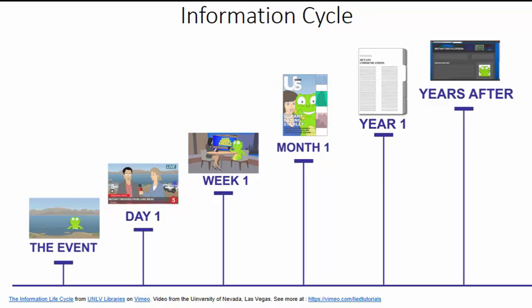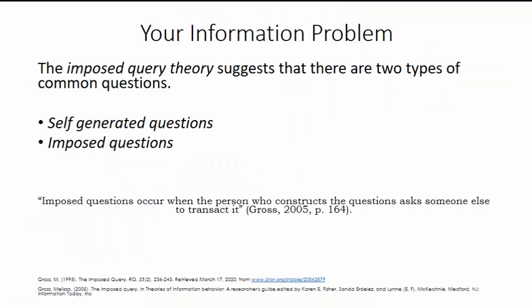Okay, so what's your information problem? Well, there's a theory called the imposed query theory that suggests that information problems or questions can occur in two types. The first being self-generated questions. Those are questions that you come up with yourself, such as, I'm drinking a glass of orange juice and I want to know how many calories are in it. Well, I know how to answer that because I look at the side of the carton and it tells me the calorie count, right? So I self-generated that question.